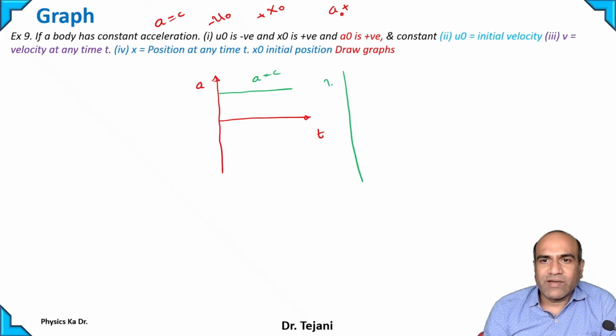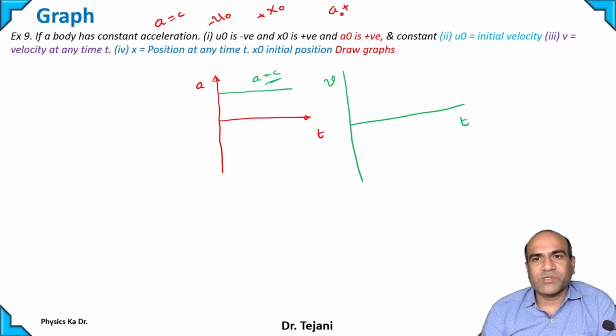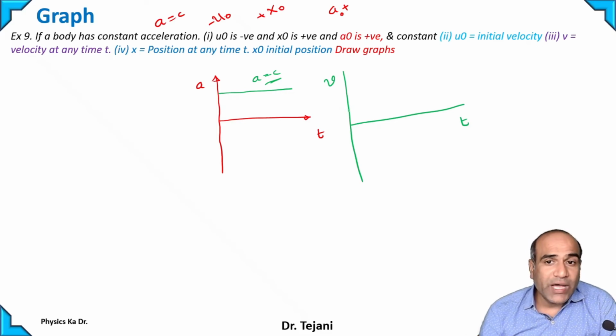Second is the velocity versus time graph. If this is constant, the velocity graph should have an inclined line. Should have an inclined line, right? If the first is a straight line, the second should be an inclined line in the v-t graph.